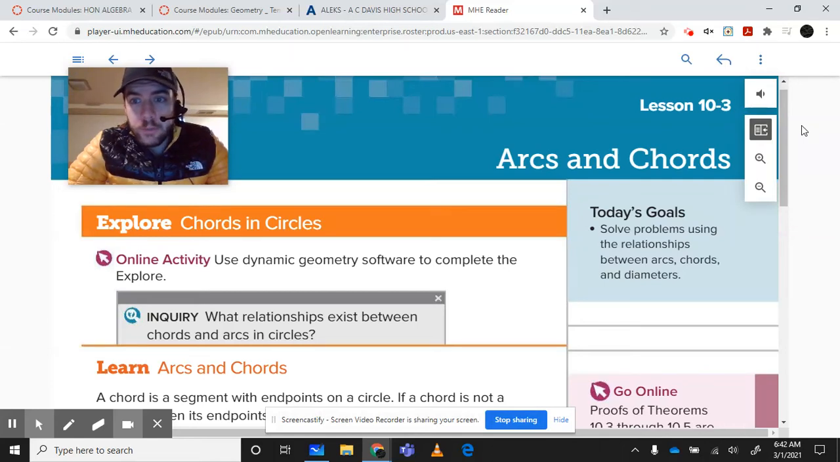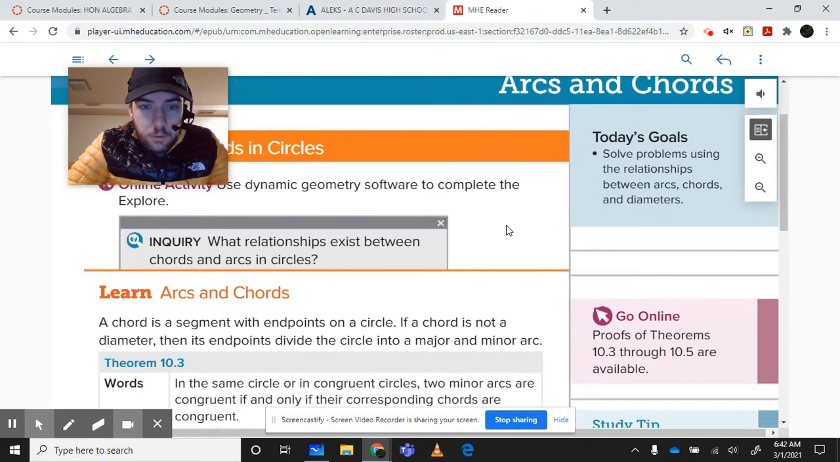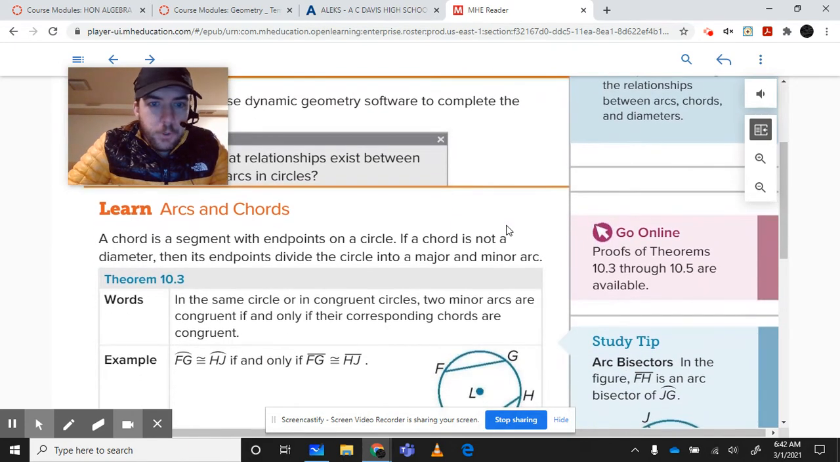Hello, and welcome to lesson 10.3 on arcs and chords. This is our third out of five lessons on circles, so we're kind of at the midpoint here. We're going to be studying these two terms, arcs and chords, which are features of circles.